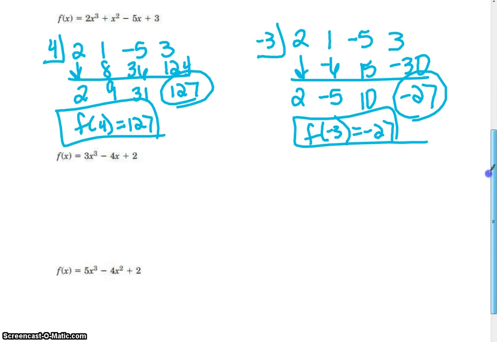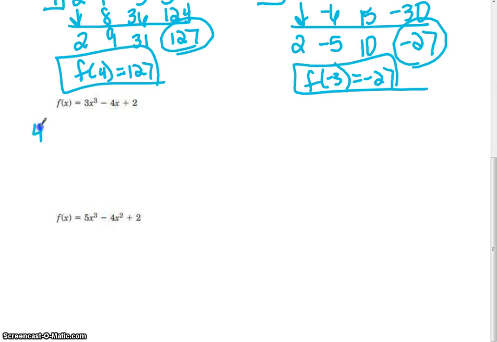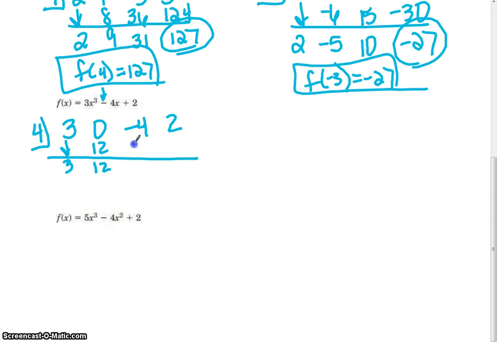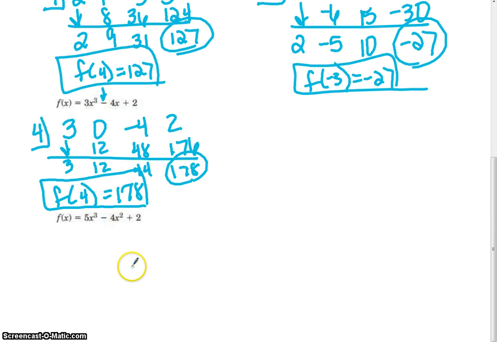Still doing this for 4 and negative 3. So I have a 4 here. Check for skips, and there is a skip right here. So we're going to go 3, 0, negative 4, and 2. Bring down your 3. 4 times 3 is 12. 0 and 12 is 12. 4 times 12 is 48. Negative 4 and 48 is 44. 4 times 44 is 176. So that gives me 178. So f of 4 is equal to 178 for one of your answers.